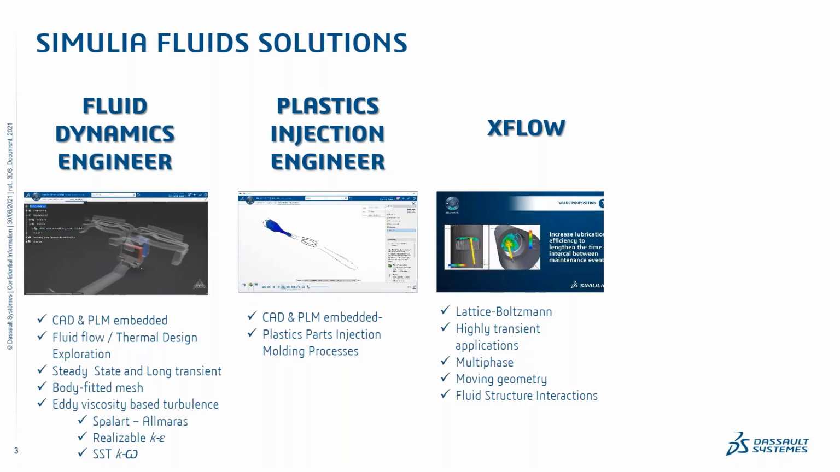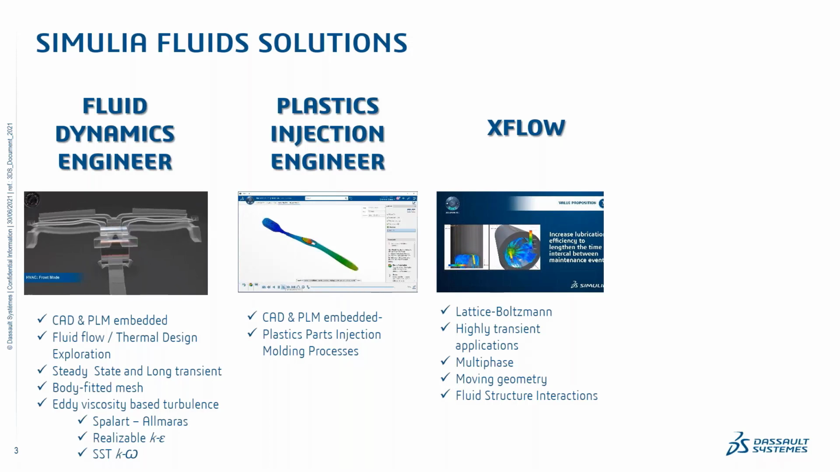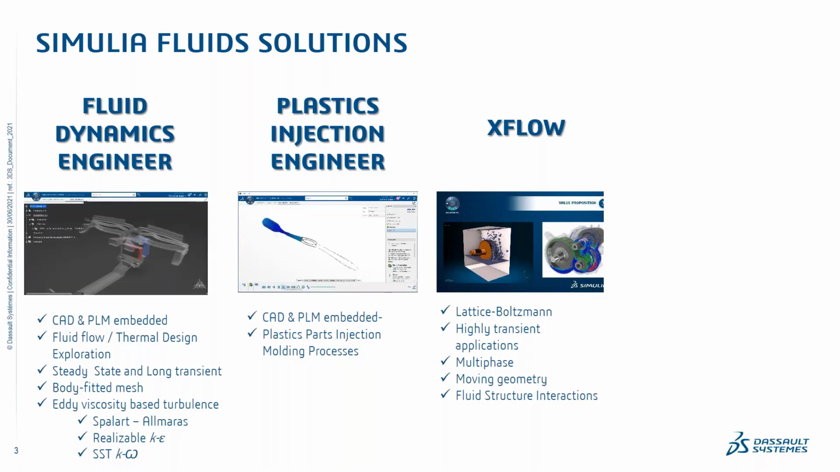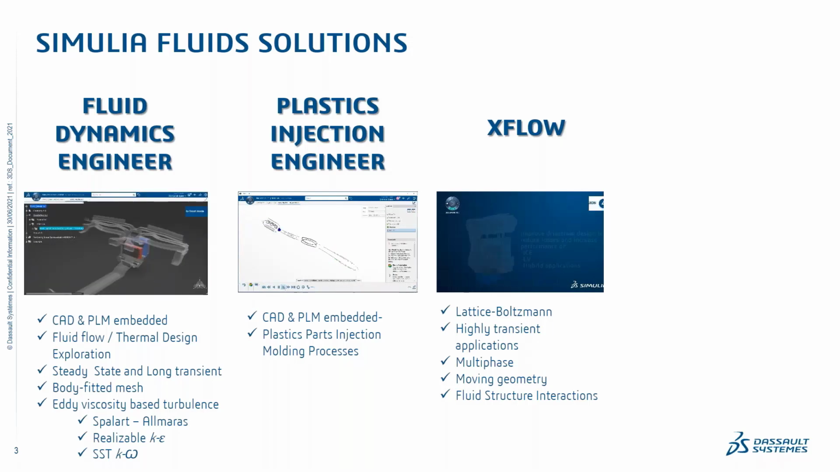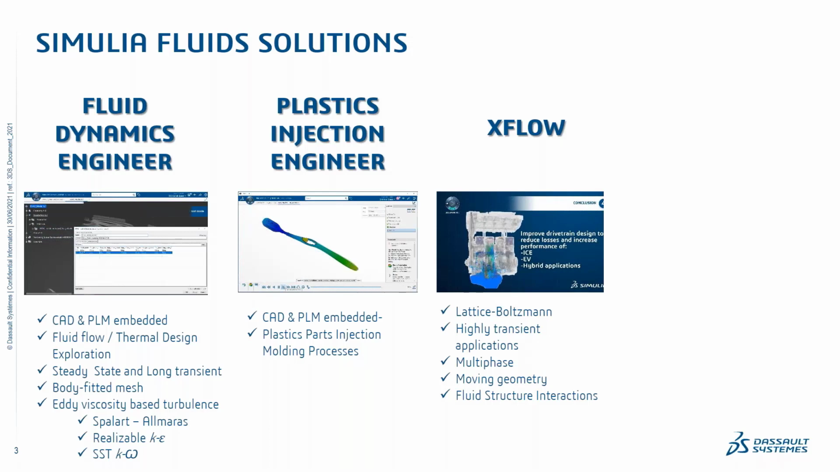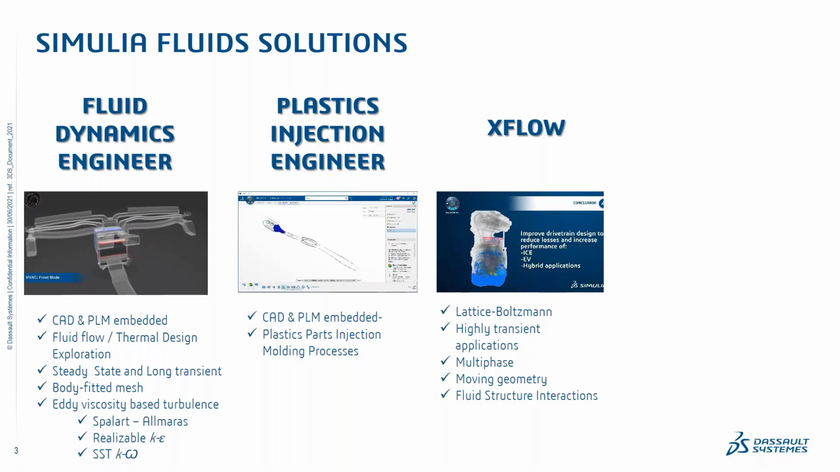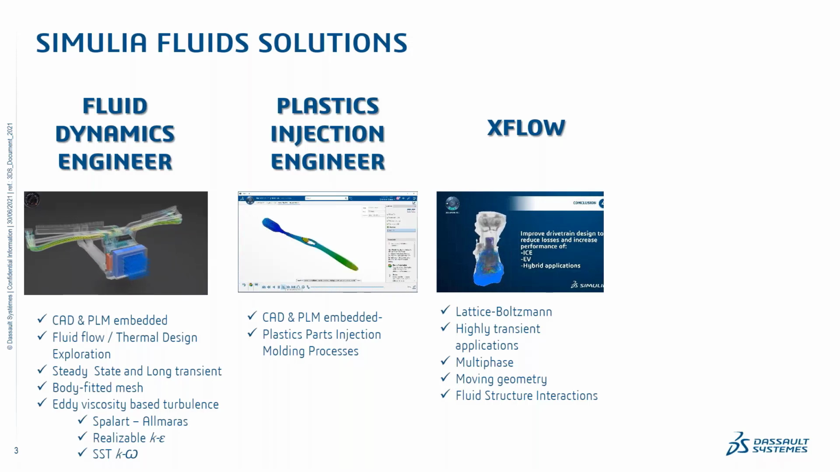For example, Fluid Dynamics Engineer is based on the traditional RANS method, whereas XFlow is based on the lattice Boltzmann method. It's a tool for very highly transient, high-frequency applications, any kind of multi-phase or moving geometries, and fluid-structure interactions. This is a great tool that can help you out if you have those kinds of situations, or if you're designing products in the realm of safety analysis.